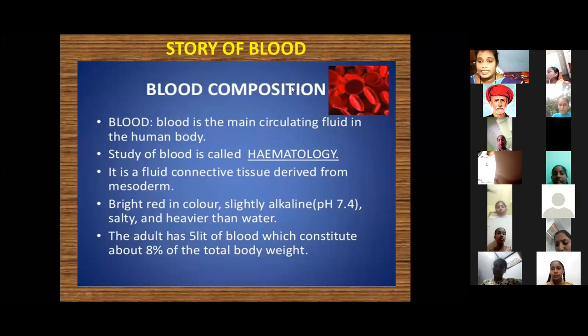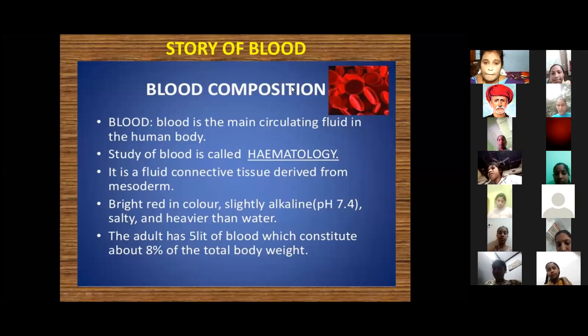Next, the blood is slightly alkaline, salty and heavier than water. Blood లో ఏమేమి ఉంటుందంట? That means alkaline, అంటే బ్లడ్ కొద్దిగా సాల్టీ, ఉప్పగాను, వాటర్ కంటెంట్ అనేది ఎక్కువగా ఉంటుంది. The blood is slightly alkaline, salty and heavier than water.